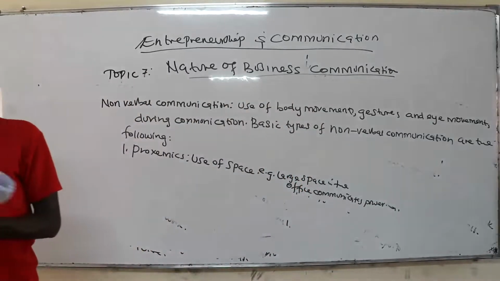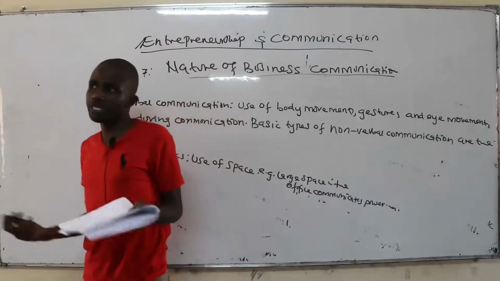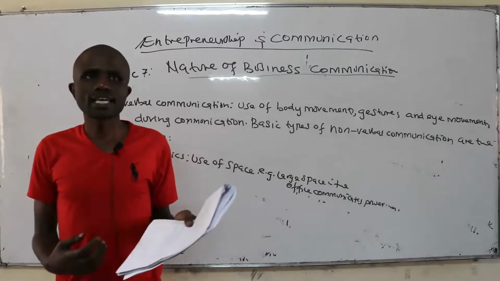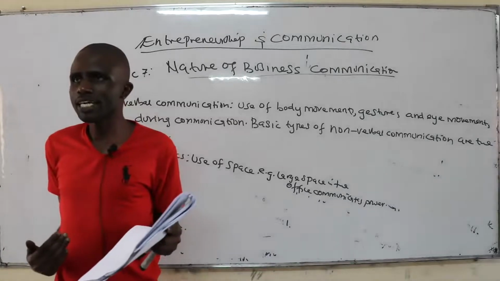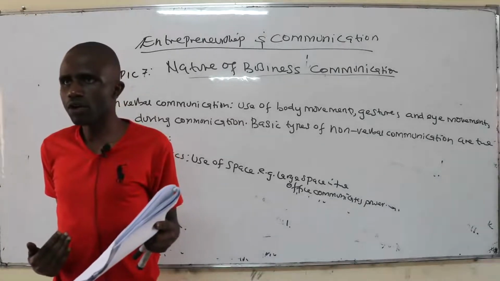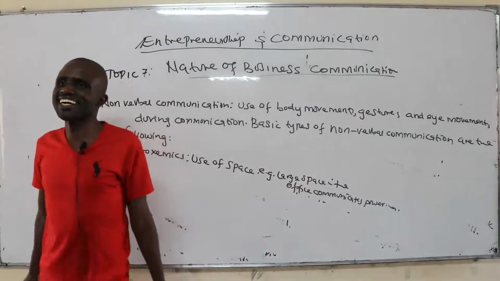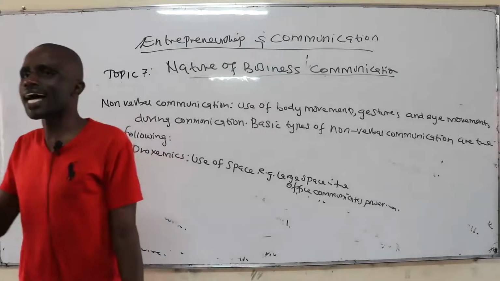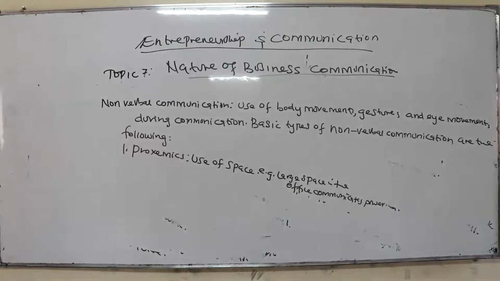I'm giving you examples of use of proxemics, and proxemics means use of space to communicate. If you find a girl and a boy, and the space they are maintaining is so small, or maybe they are holding one another, what does that communicate? They are in love. Is that clear? So space is also used to communicate.